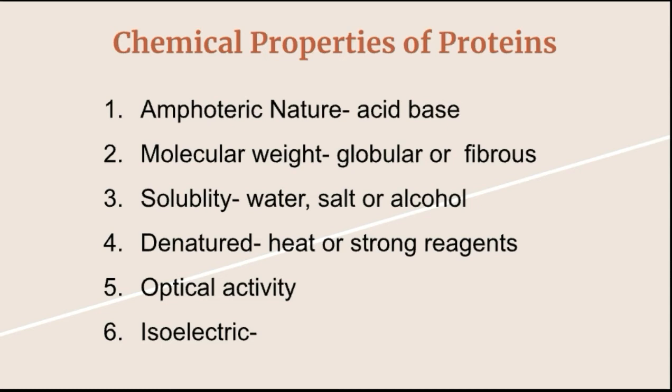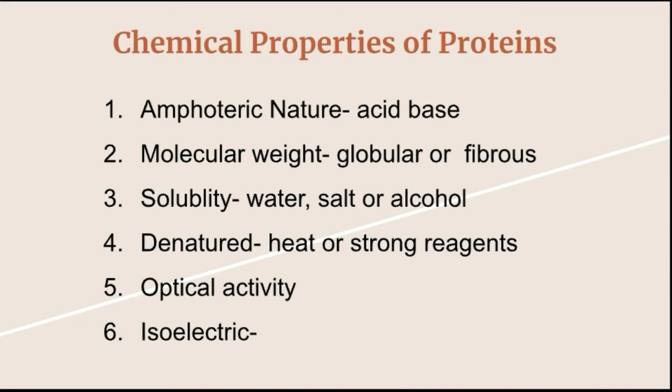Another next one is the denaturation. Okay, we know very well any kind of substance is easily denatured by heat, and here protein is also easily denatured by heat, and that denaturation by heat is called coagulation, right? Or by strong reagents also. Okay, it means proteins are easily denatured by heat as well as strong reagents also. Okay, that is the fourth property of proteins.